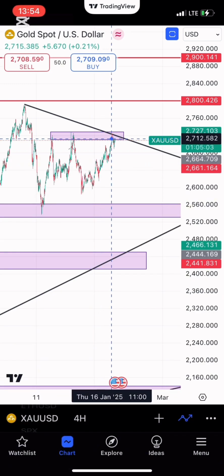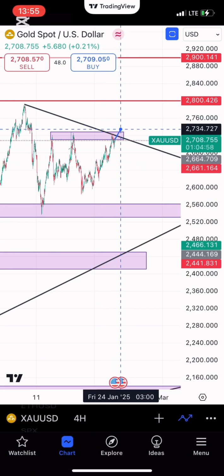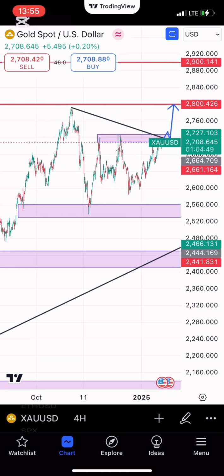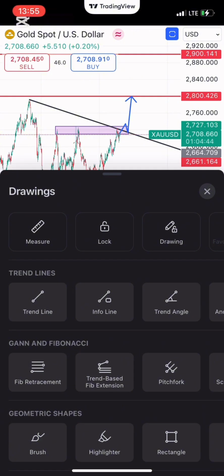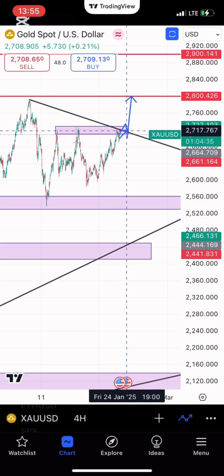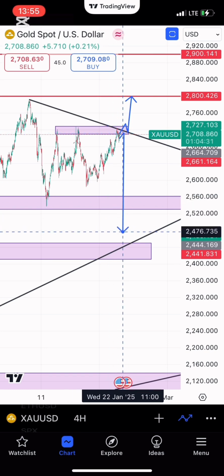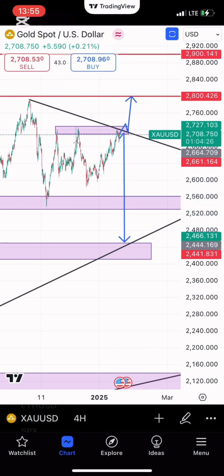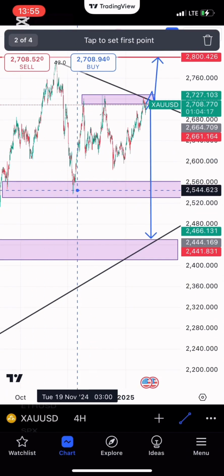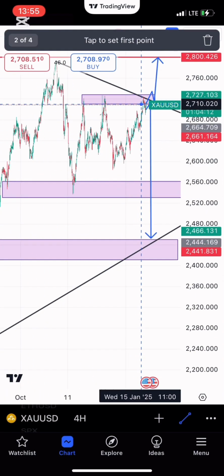So now I have two setups. The first one is wait for the price to break this trend line, retest it, and we buy off from there, or wait for the price to approach to give us a clear chart pattern on this resistance zone, and we sell off to the next zone. So this is how I do my gold analysis and pick up my entry every week.